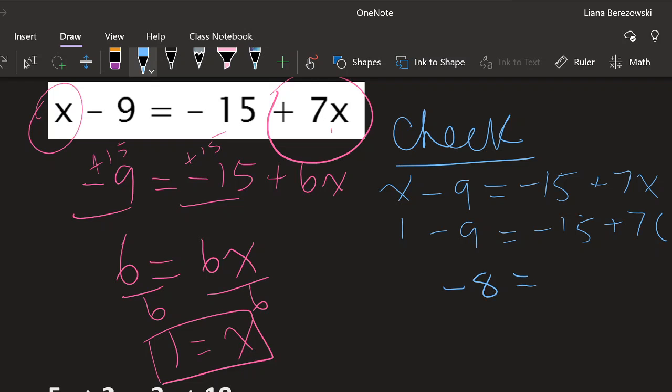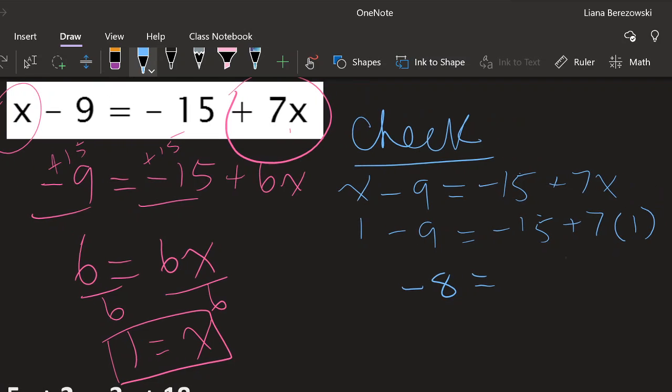On the right side of the equation, I have a couple things going on. I need to do this multiplication first. So 7 times 1 is just 7. So I have -15 plus 7. Okay. -15 plus 7 is actually going to be -8. So both sides of my equation are balanced, right? I have the same number on both sides, which means I solved this equation correctly, and the value of x is positive 1.